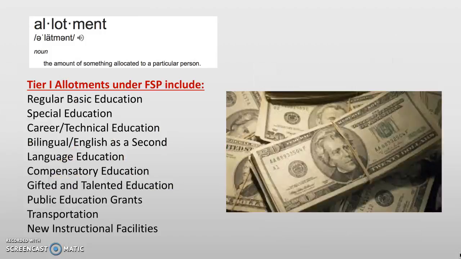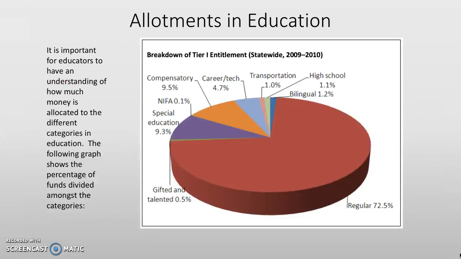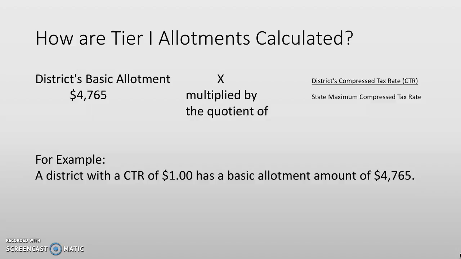An allotment is basically an amount of money that we set aside for different areas within education. The main areas we allocate our funds in the school system are regular education, special education, career technical education, bilingual or ELL, compensatory education, gifted and talented education, public education grants, transportation, and new instructional facilities. This graph shows us a breakdown of the percentages that are distributed to each of these categories. It's important for us as educators to see how our money is distributed to the various programs. I'm not going to spend too much time on this slide.